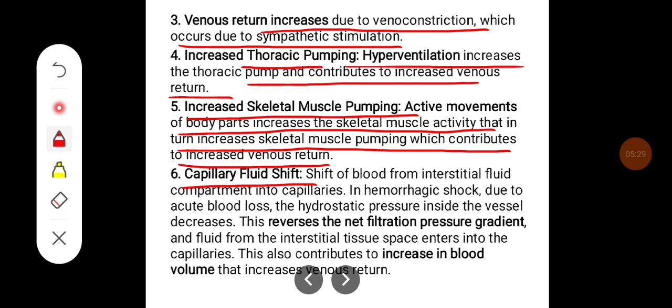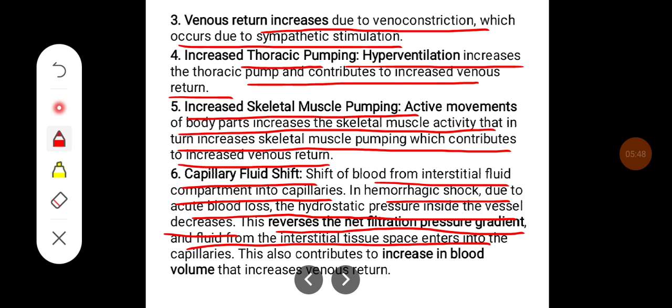There will be capillary fluid shift, that is, shift of the blood from interstitial fluid compartment into capillaries. In hemorrhagic shock due to acute blood loss, the hydrostatic pressure inside the vessel decreases. This reverses the net filtration pressure gradient, and fluid from the interstitial tissue space enters into capillaries. This also contributes to increase in blood volume that increases venous return.